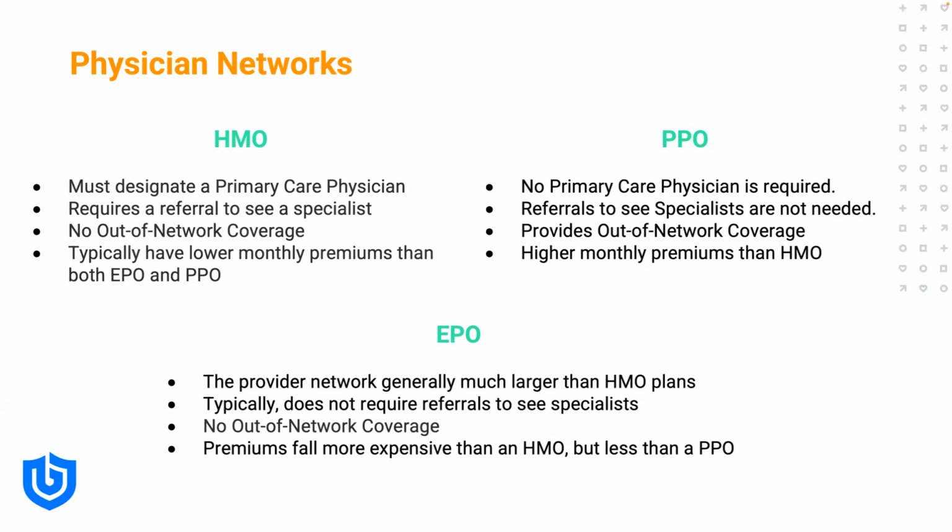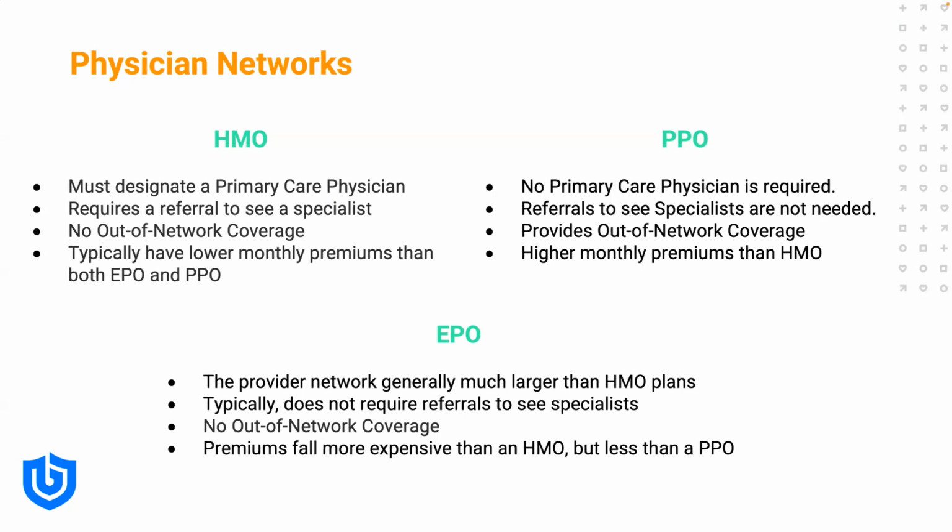And then in recent years, EPO plans have become available. These plans share similarities with both the HMO and PPO plans, and they're seen as a hybrid of these two types of plans. With an EPO, which stands for Exclusive Provider Organization, the provider network is generally much larger than the HMO plans because this type of plan allows a member to utilize the providers contracted on the PPO network. In many cases, there are a larger number of physicians included in the PPO network than there are in the HMO network. This type of plan typically does not require referrals to see specialists, although some do.